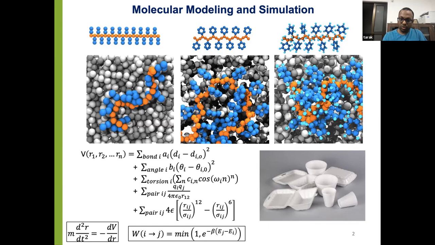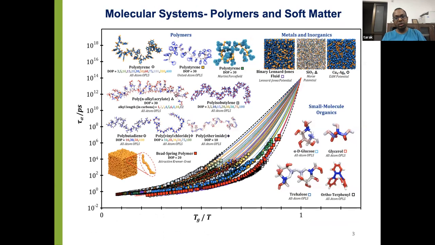So I work on a very broad class of soft matter systems. Here are some of the simulations which we have done in the recent past, from polystyrene to acrylic acid, isobutylene, and even very small molecules like glucose or orthoterphenyl. All of those molecular systems are represented at a classical atomistic or slightly coarser level of description. And we try to look into their structures, dynamics, and phases as a function of temperature. And here is one figure where I am showing the relaxation time of a molecular segment as a function of temperature.